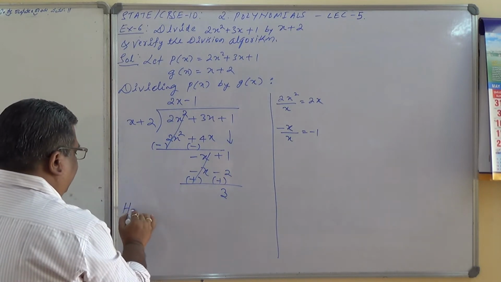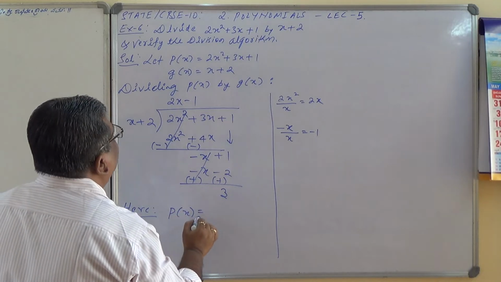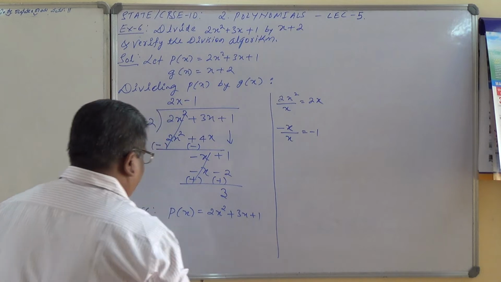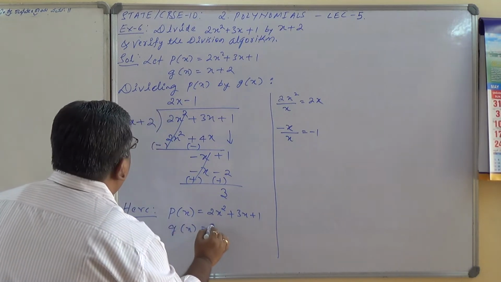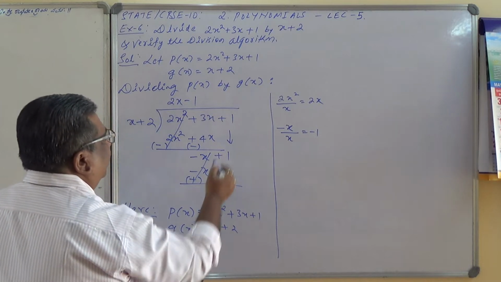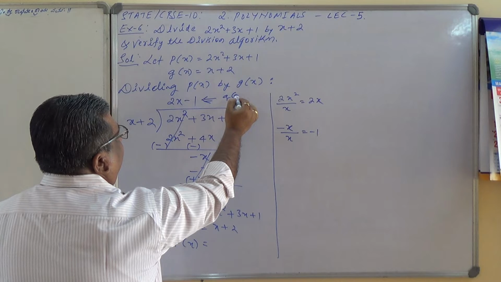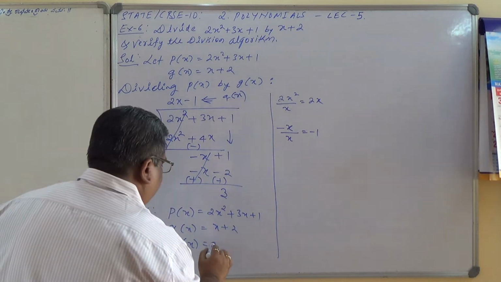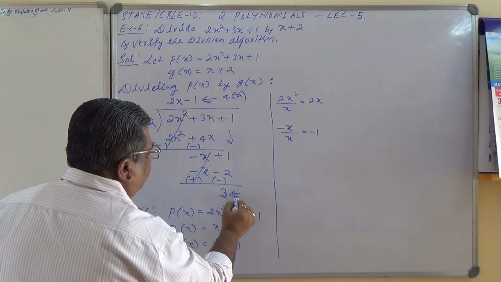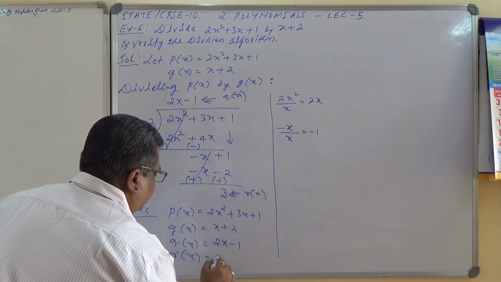Therefore here I'll write p of x equals 2x square plus 3x plus 1, g of x equals x plus 2, and q of x is nothing but the quotient here. This term is called q of x, which is the quotient here, which is 2x minus 1, and finally this remainder here is r of x. So r of x equals 3 here.